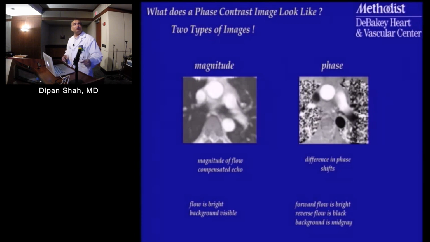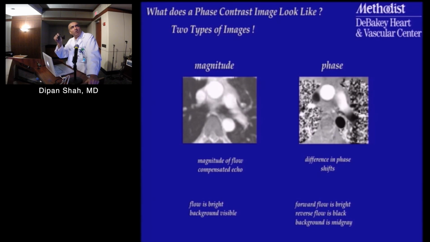So let me walk you through some examples here. Whenever you run a phase contrast CMR sequence, you get really two sets of images. One is called a magnitude image, which basically shows you the background anatomy. And then the second is what's called a phase image, which actually encodes for both the direction of flow as well as the velocity of flow. So you'll notice in this case, here's a phase contrast acquisition that's done in an axial orientation.